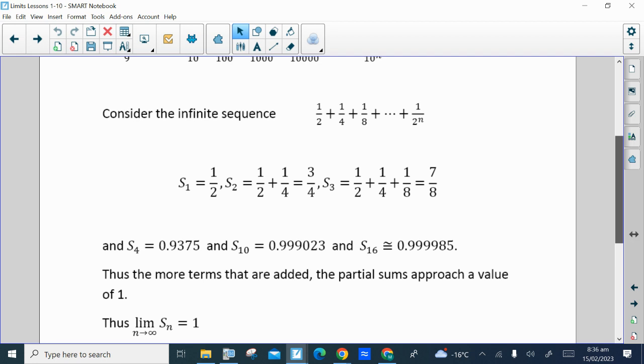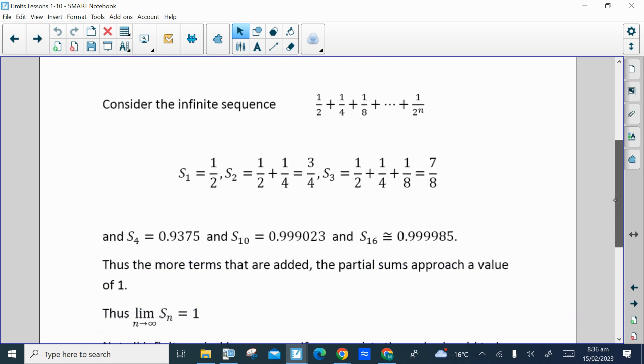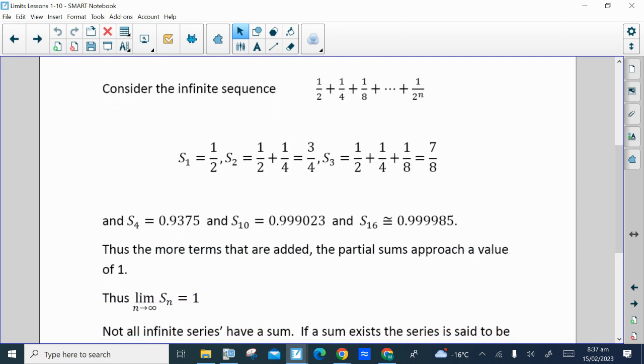If we took the sum of the first term, that would just be a half. The sum of the first two terms would be adding a half and a quarter together, which is 3/4. The sum of the first three terms, you'd add the first three terms together. Again, you need a common denominator for that, but you would get 7/8, and so on. There are some more sums given there as decimals. The sum of 4 terms is 0.9375. The sum of 10 terms is there, and the sum of 16 terms is approximately that value because it had to be rounded. But you can see that the more terms that are added, the partial sums approach a value of 1.